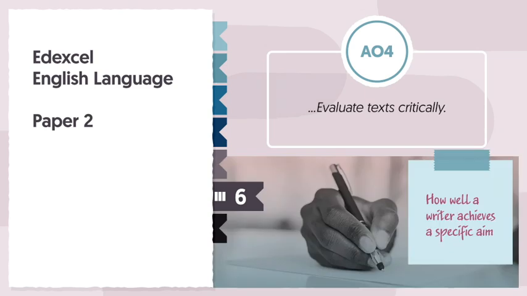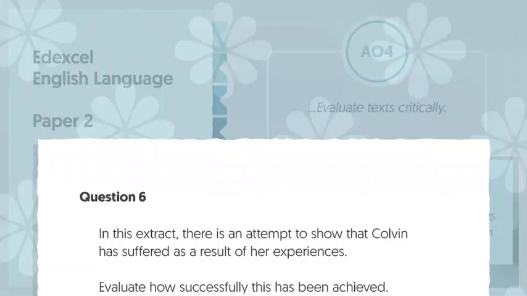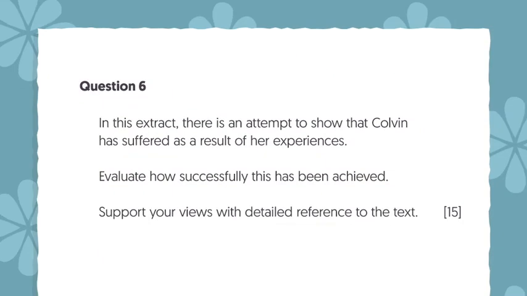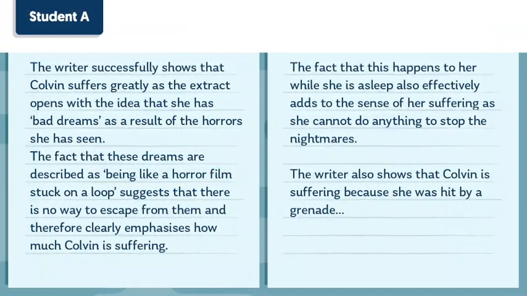This means that you're writing about how well a writer achieves a specific aim. In this example, the question is: in this extract, there is an attempt to show that Colvin has suffered as a result of her experiences. Evaluate how successfully this has been achieved. So it's asking us to evaluate how successfully, or how well, the writer shows that Colvin has suffered as a result of her experiences. Let's look at an extract from student A's response to this question first.